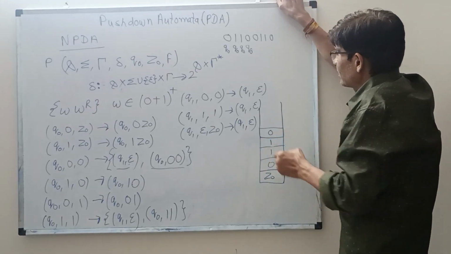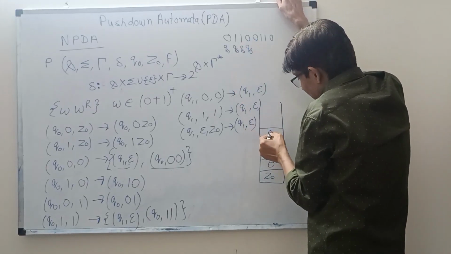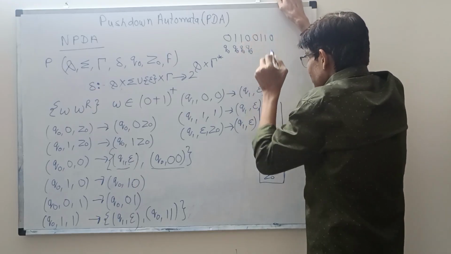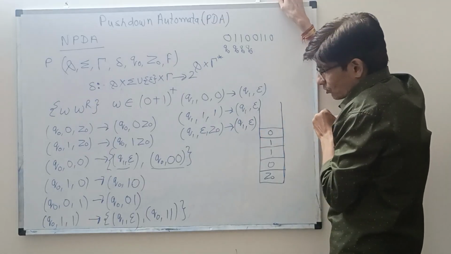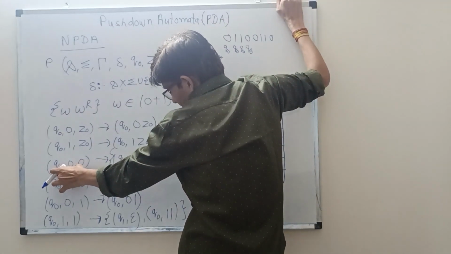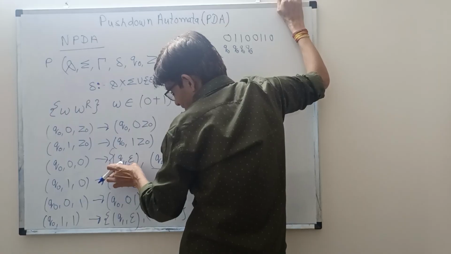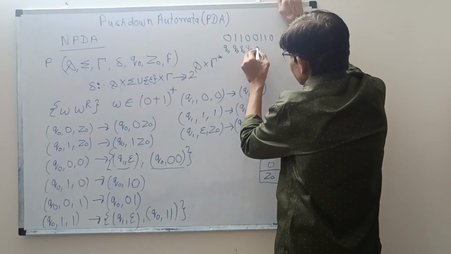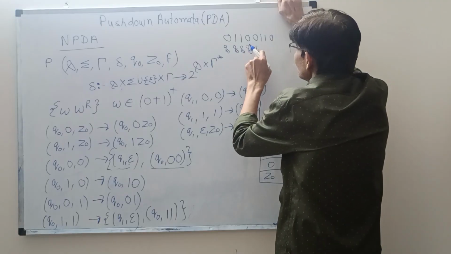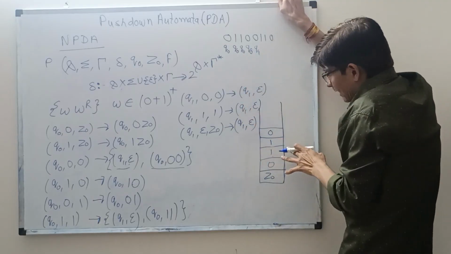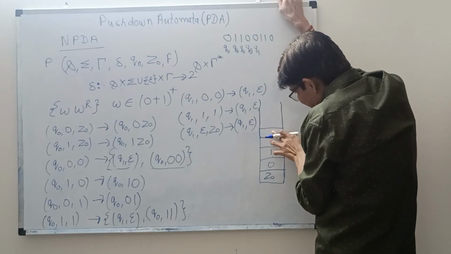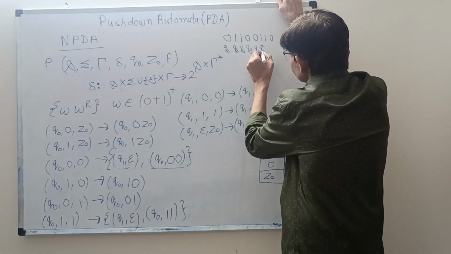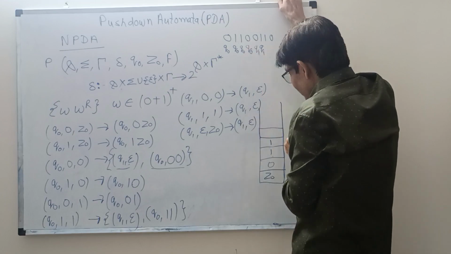Now you can see again I'm in Q0. I'm getting 0 again, and the stack top is 0. So now I have this combination. Now I can try this option first. So when I'm here, I can make it Q1, and I can pop this element from the stack. Now I'm in Q1 and I'm reading 1 again.